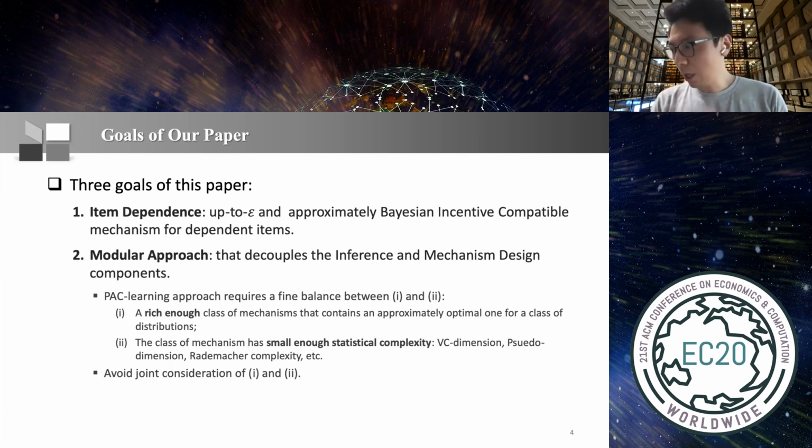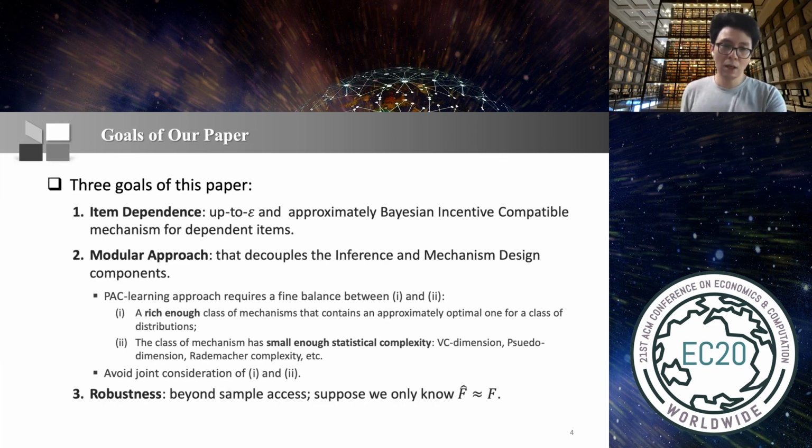If you apply a PAC learning approach, that requires you to find a fine balance between two properties. The first property is you want to identify a rich enough class of mechanisms that is guaranteed to have an approximately optimal one for the class of distributions you care about. To do that, you will need to understand mechanism design quite well. The second property is that the class of mechanisms should not be too rich, in the sense that you can learn with only a small number of samples. This is usually characterized by having a small enough statistical complexity, for example, the VC dimension, pseudo dimension, or Rademacher complexity. For this step, you will need to have a good understanding of learning theory. The tricky thing here is these two properties are at odds with each other, and you will need to consider them together to get the right trade-off. The approach I'm going to present today actually avoids joint consideration of these two properties.